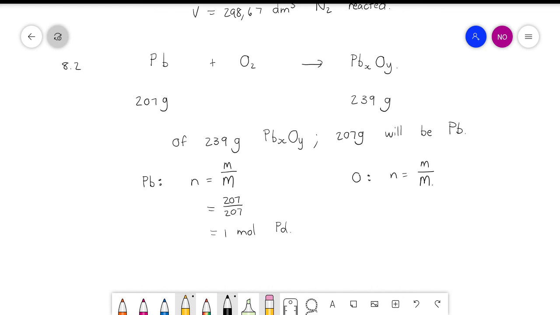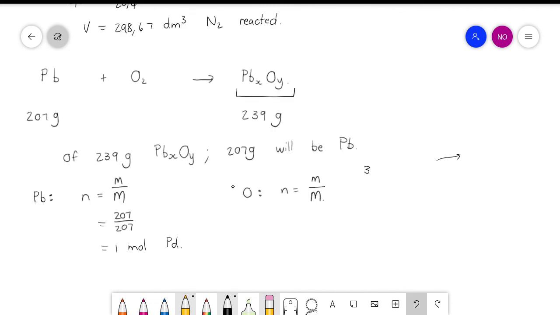Why am I not saying it's O2? Remember, I'm looking at the mass of this thing. Nee? En in daai ene is dit mos nie suurstof die diatomiese element hier, dis mos suurstof die atoom wat daar reageer. Okay, so let's first start with the mass. Do you guys agree that this will be 239 minus 207? Nee, die res moet opgemaak word deur suurstof.